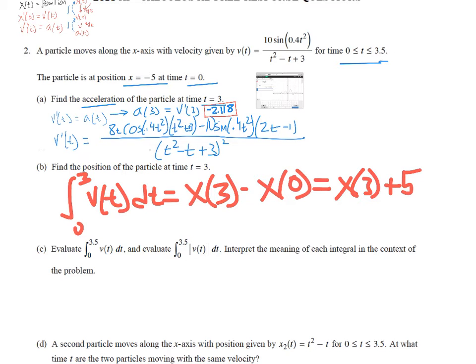Now we need to find this, which we're going to let our calculator do, and then we're going to subtract 5 from that. So x of 3, which is what we're looking for, equals the integral from 0 to 3 of v of t.